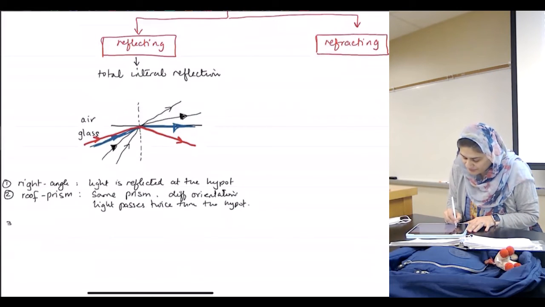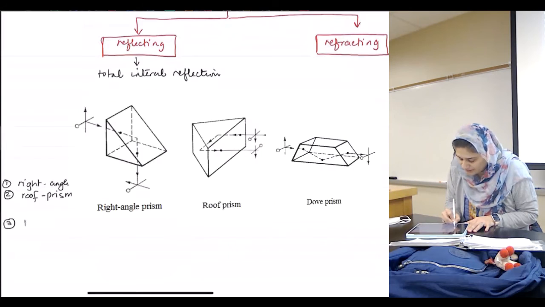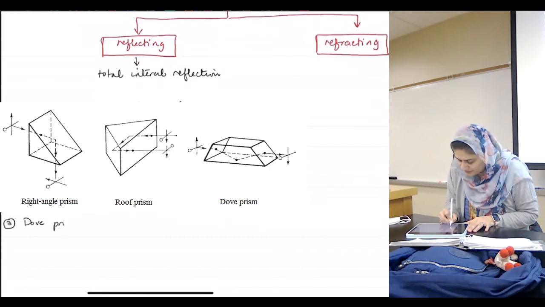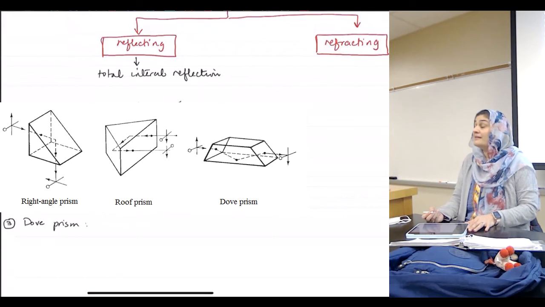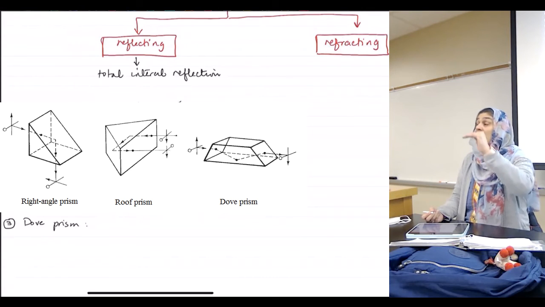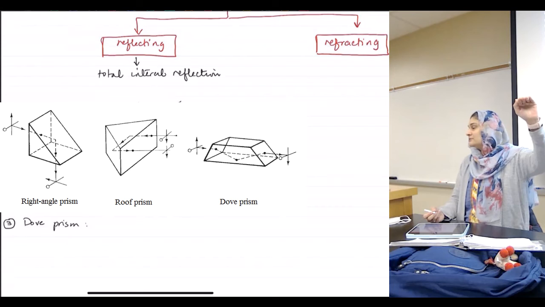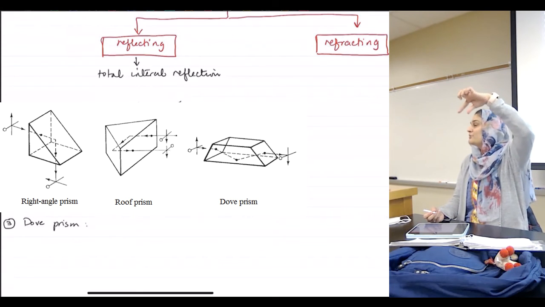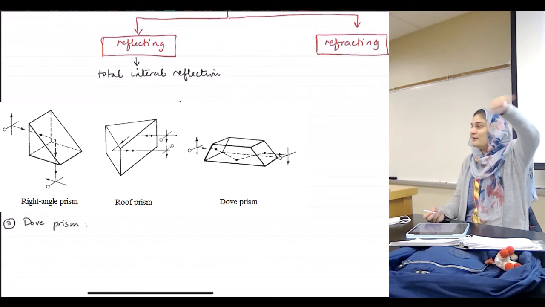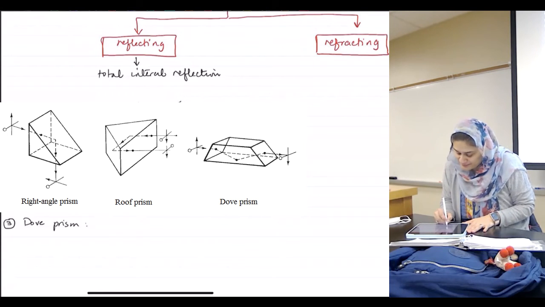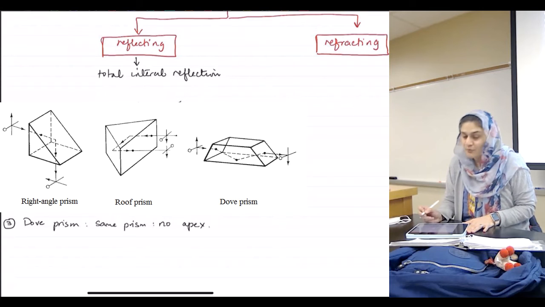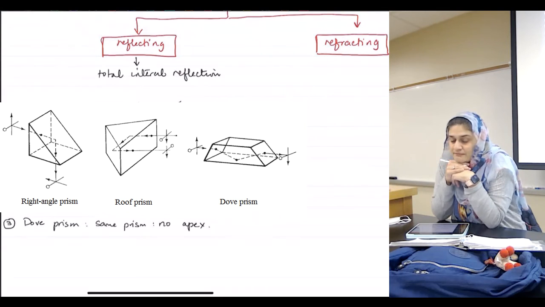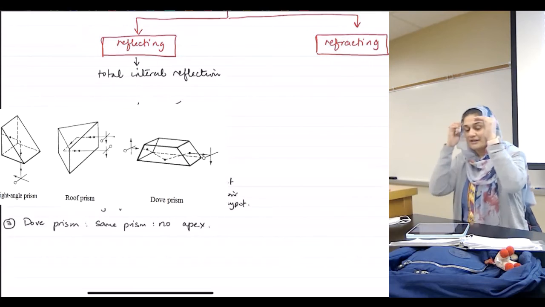Now I want you to stare at number 3. That's called the dove prism. In this case, it's the same prism, except the top is chopped off. So we call it apex is gone. The top angle in a prism is called an apex. So the apex is gone. So it's the same prism, no apex or cut off apex. And the light is incident on one of the sides.